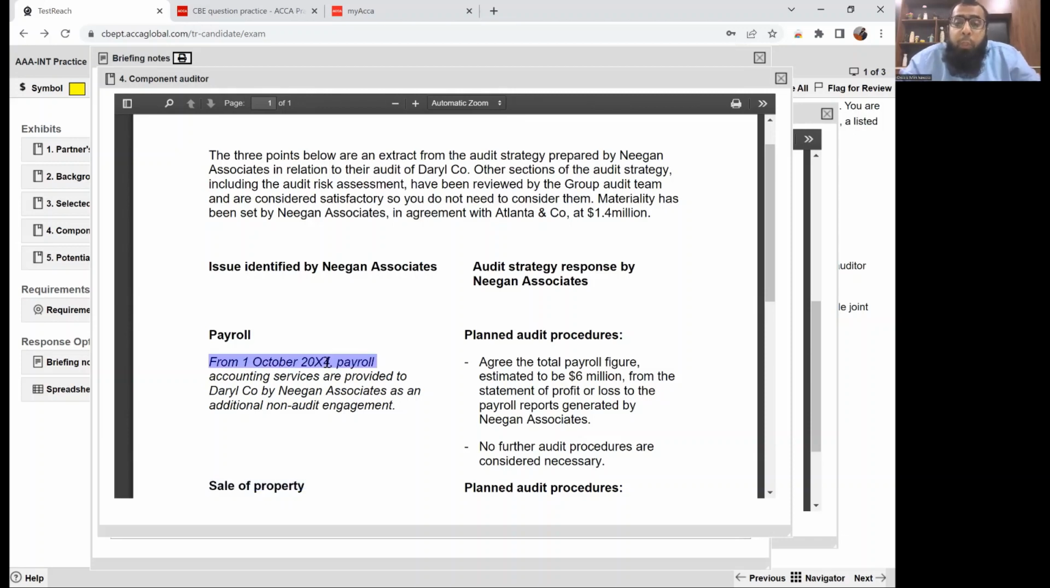From 1st October 2004, payroll accounting services are provided to Darrell Company by Negan Associates as an additional non-audit engagement. So now this is an ethical issue. Okay, now what is the planned audit response? Agree the total payroll figure estimated to be $6 million from the statement of P&L to the payroll reports generated by Negan Associates. No further audit procedures are considered necessary.